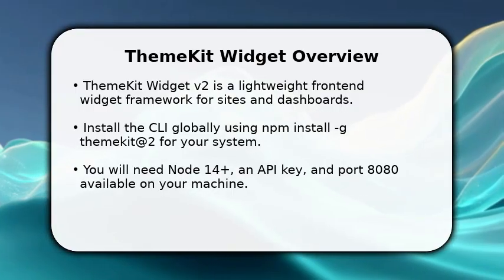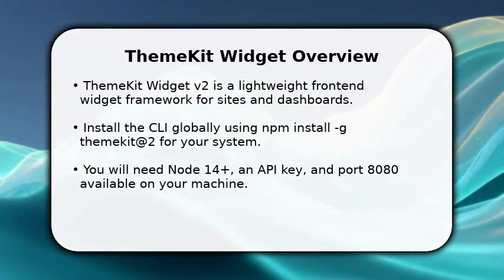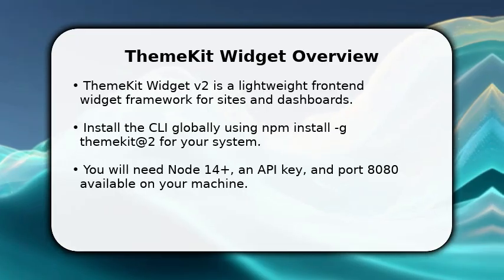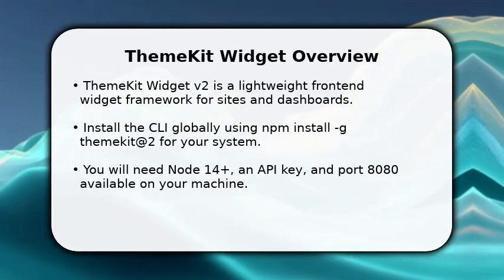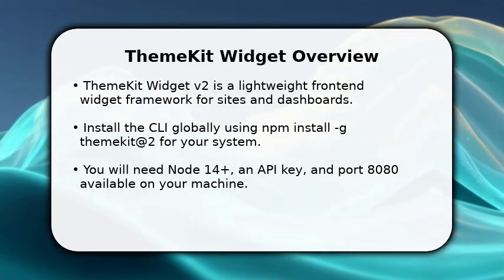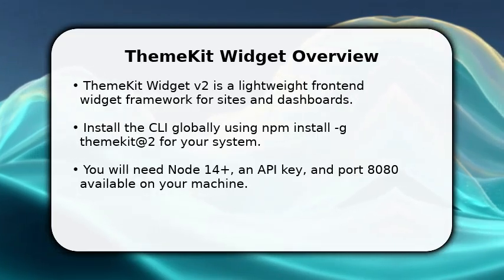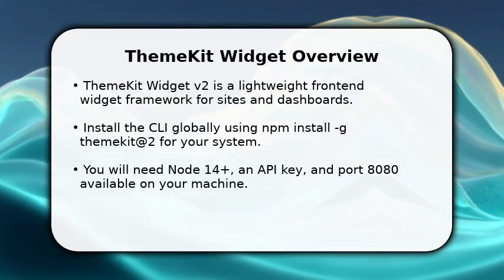Themekit Widget v2 is a lightweight front-end widget framework for sites and dashboards. It bundles a CLI, live reload, and build pipeline for fast iteration. You will need Node 14 or newer and an API key for your account. Open port 8080 locally so the preview server can run without conflicts.